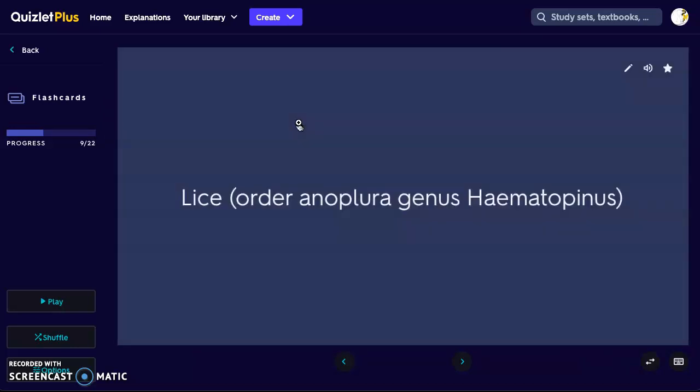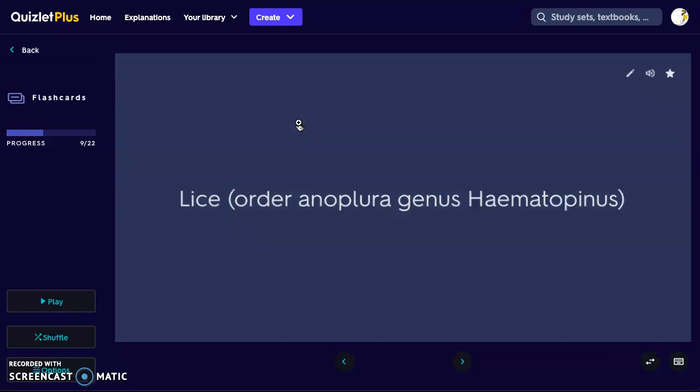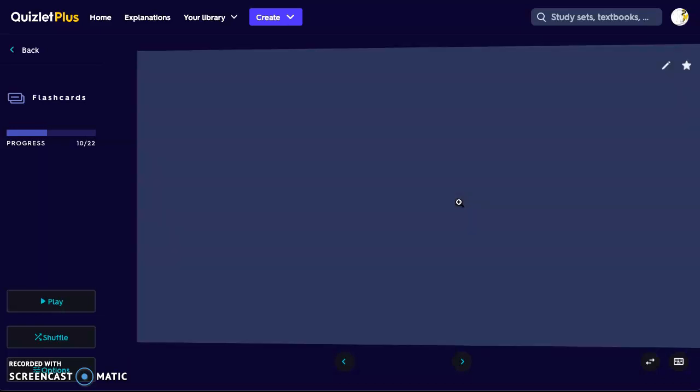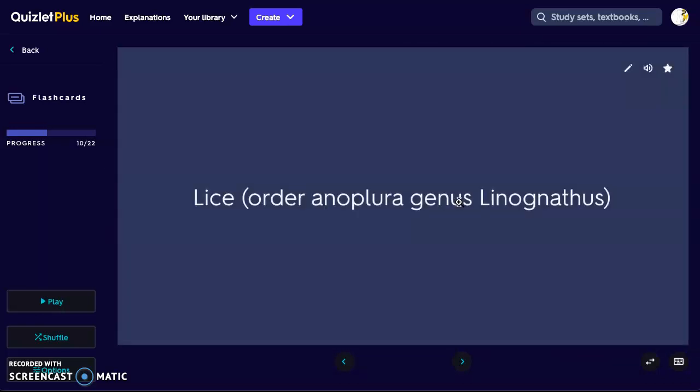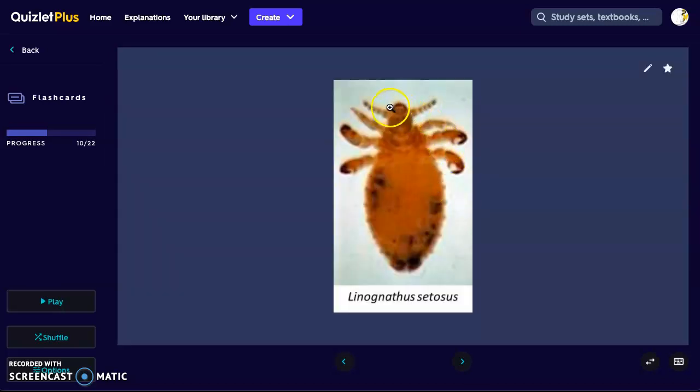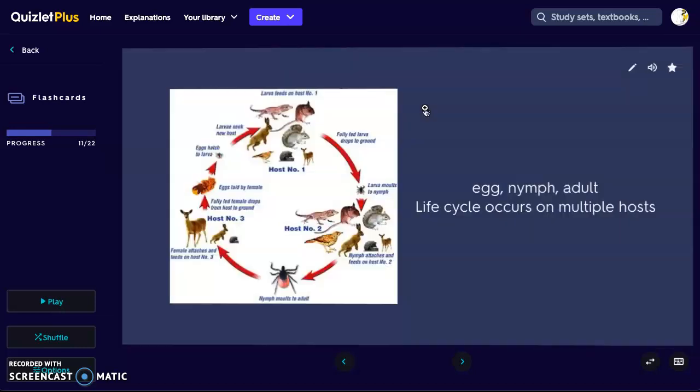So here we have the genus Haematopinus. So here we have that tiny little head. Okay, the thorax is right there with its little legs attached to it. Okay, and then you have that flat abdomen. Then we have Linognathus. So Linognathus, again, super small head right there, and then your thorax and your bulbous abdomen. So again, these are the sucking louse.